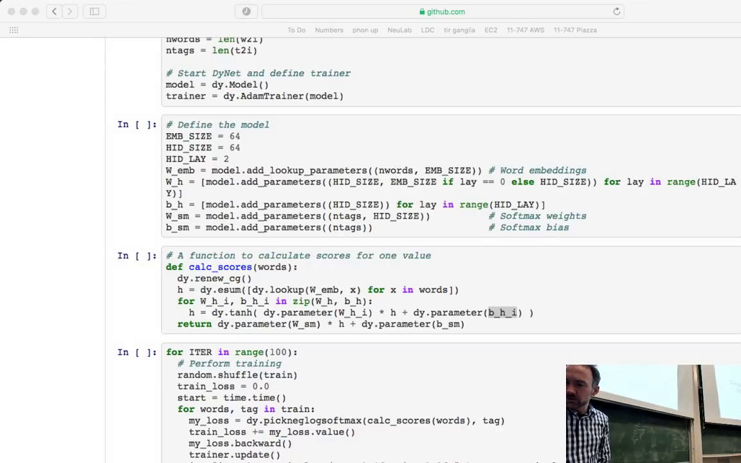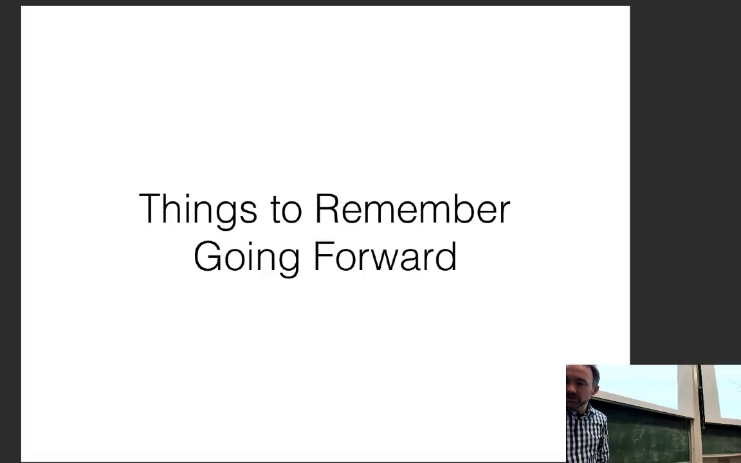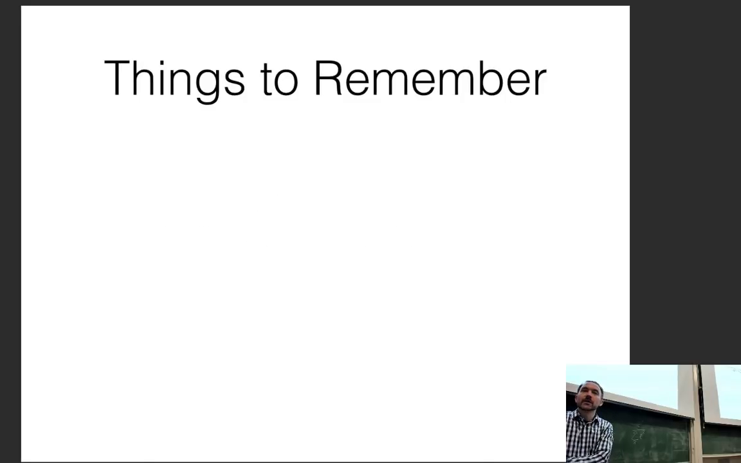Are there any things that people would like me to talk about before I get into the final part? No? Okay. So there are two things that I'd like people to remember going forward, and these are really, really important things to think about whenever somebody says good things about neural networks or bad things about neural networks.